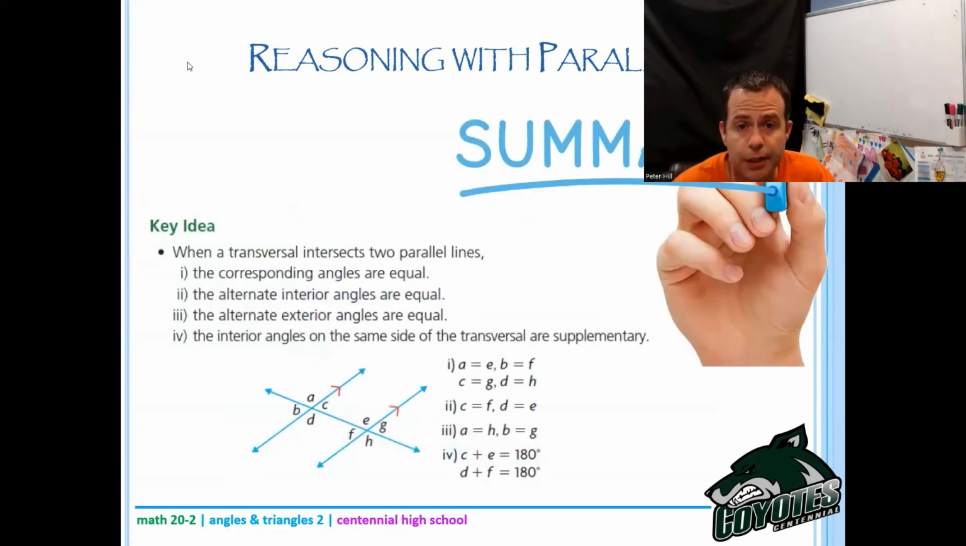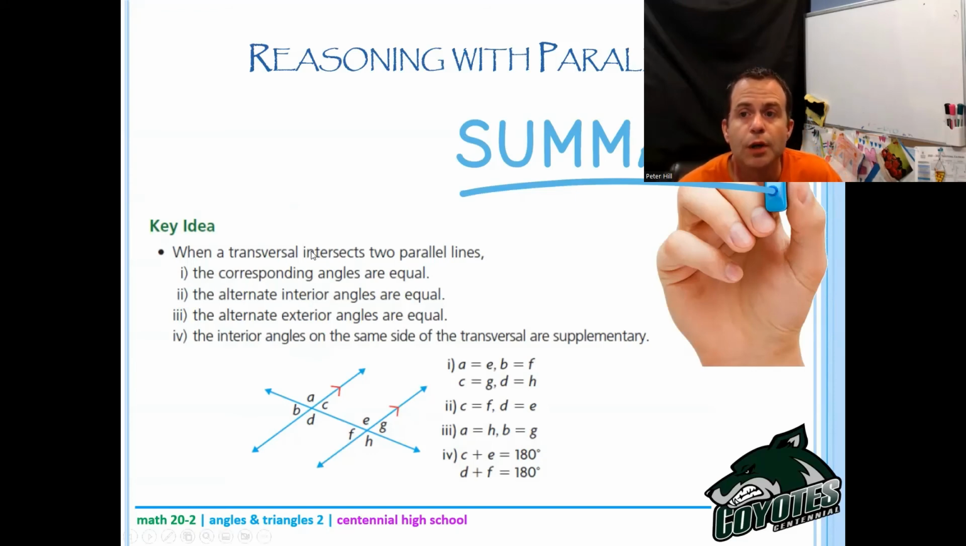So in summary, key idea: when a transversal intersects two parallel lines, we have corresponding angles that are equal. We have alternate interior angles that are equal. We have alternate exterior angles that are equal. And the interior angles on the same side of the transversal are supplementary. They add up to 180.